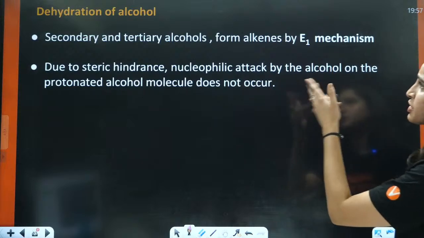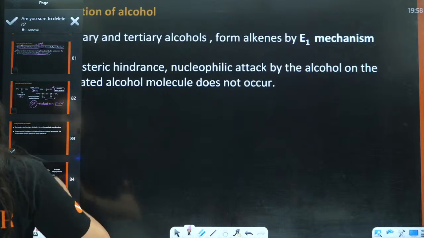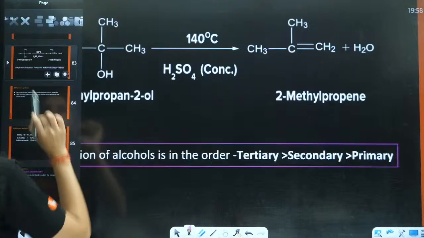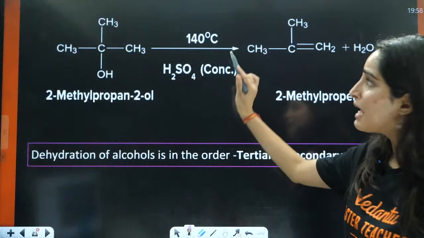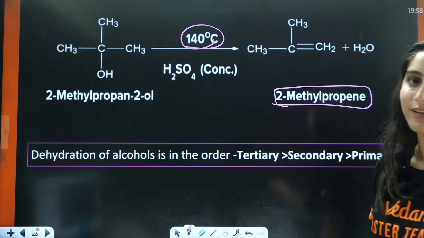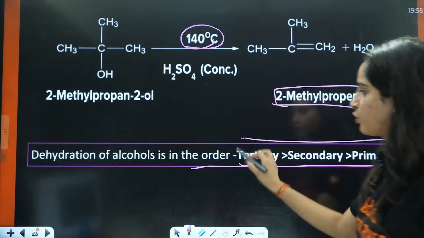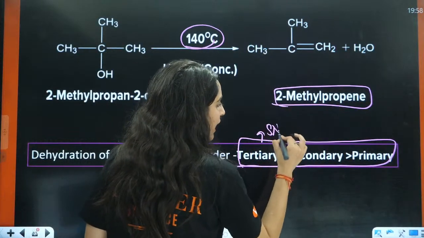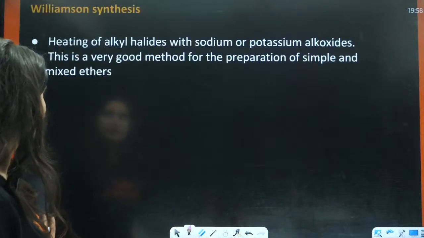Next is secondary, tertiary alcohol. This is the same thing, I think it is repeated. Now this is a 3 degree alcohol. Again at 140 degree temperature, it will form alkene, not ether. Dehydration of alcohol goes in the order tertiary, which I have told you, because of carbocation formation. This is the order of the SN1 reaction, not the SN2 reaction.